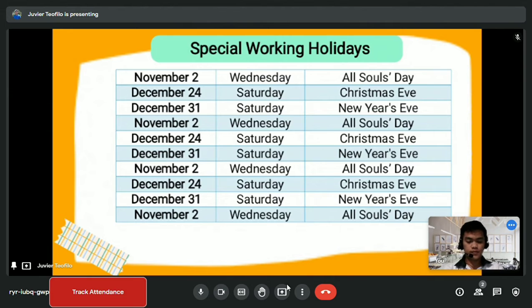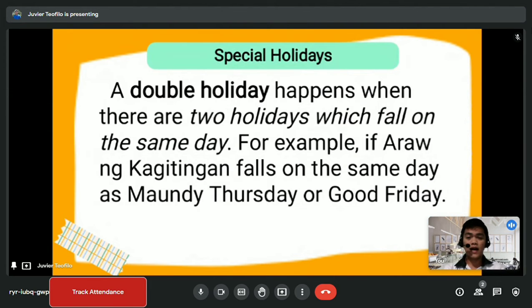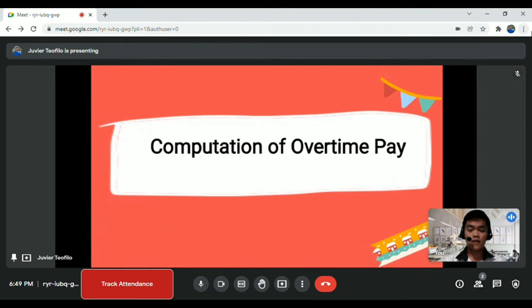We have also a double holiday that belongs to special holidays. These holidays happen when there are two holidays which fall on the same day. For example, if Araw ng Kagitingan falls on the same day as Maundy Thursday or Good Friday, that is our double holiday. Now, make yourself comfortable because we are now in the computation of overtime pay.